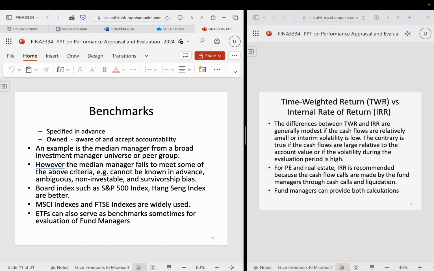Okay, we take a break first, and then we come back to talk about the risk measures.